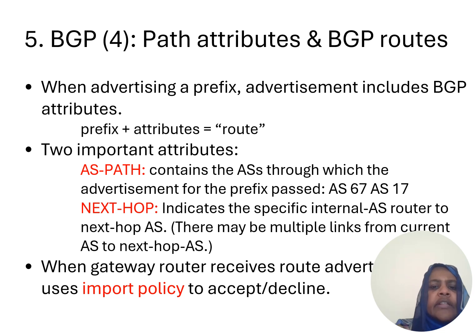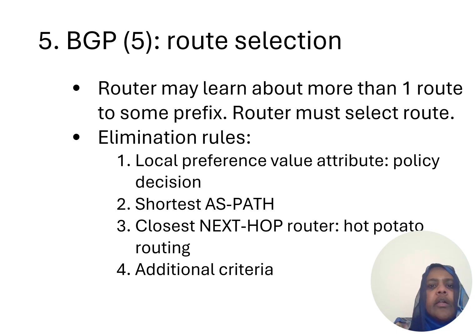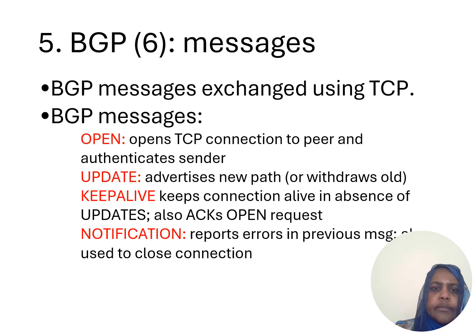When a gateway router receives an advertisement, it uses the import policy to accept or decline the route. BGP selects a route after learning about more than one route with the same prefix. The router must select one route. The elimination rules are local preference value attributes, policy decisions, using the shortest AS path or the closest next hop router, which is known as hot potato routing, or maybe additional criteria.